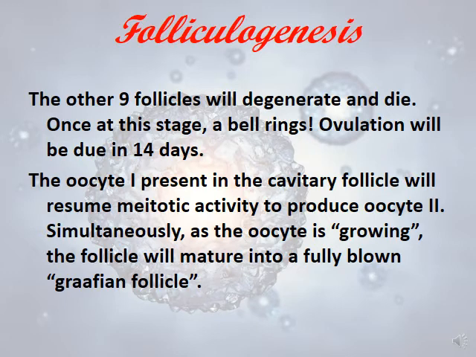The oocyte present in the cavitary follicle will resume its division to produce oocyte 2, the secondary oocyte. Simultaneously, as the oocyte is growing, the follicle will mature into a fully blown Graafian follicle. So you have to know that the other 9 follicles will degenerate and die. Ovulation will be due in 14 days.